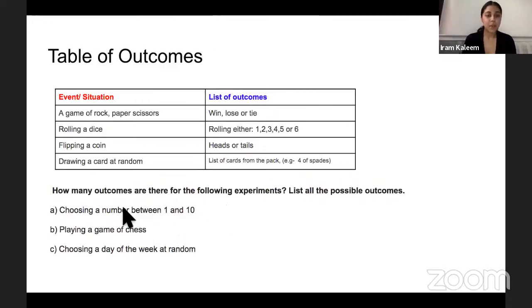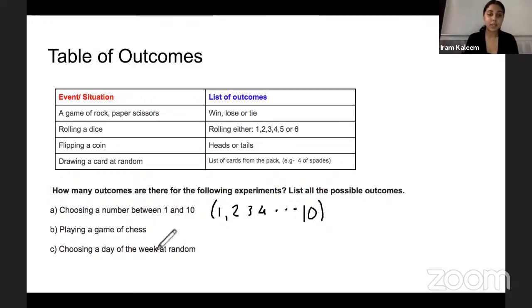Okay, so choosing a number between 1 and 10, well, that one's pretty straightforward. We would just list literally all the numbers between 1 and 10. So we go 1, 2, 3, 4, and then we just keep going all the way till 10. This is an example that we've seen before. So you just list all the numbers.